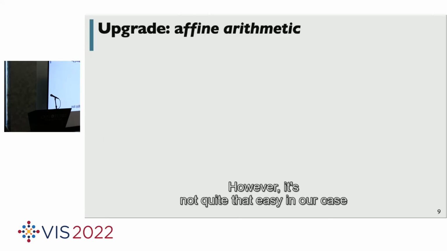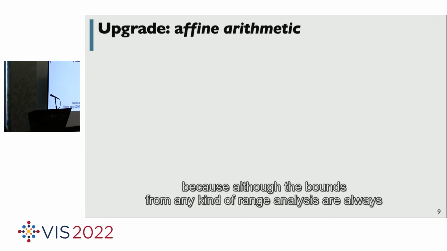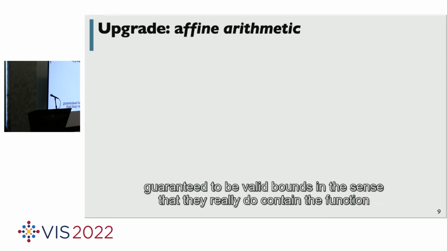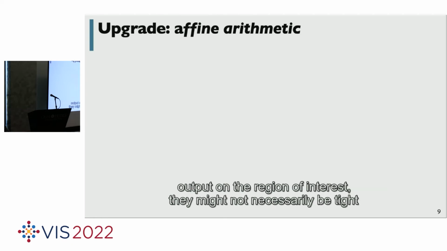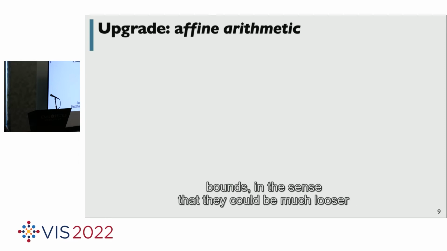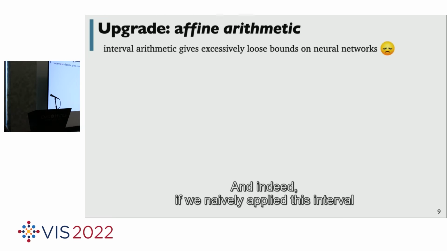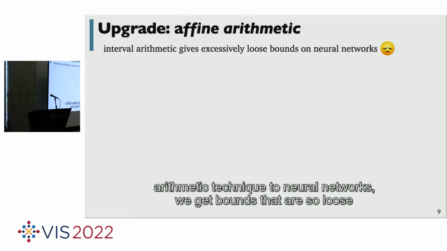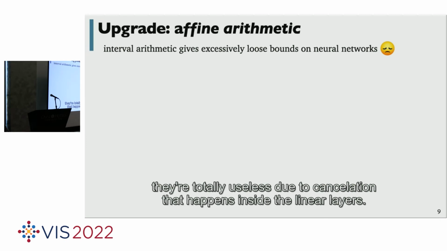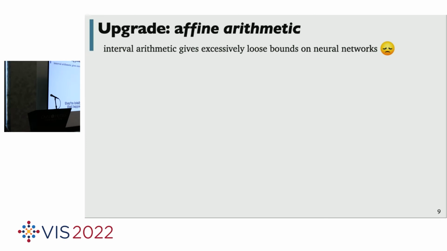However, it's not quite that easy in our case, because although the bounds from any kind of range analysis are always guaranteed to be valid bounds, in the sense that they really do contain the function output on the region of interest, they might not necessarily be tight bounds, in the sense that they could be much looser bounds than the set of values the function actually spans. And indeed, if we naively apply this interval arithmetic technique to neural networks, we get bounds that are so loose they're totally useless, due to cancellation that happens inside the linear layers.